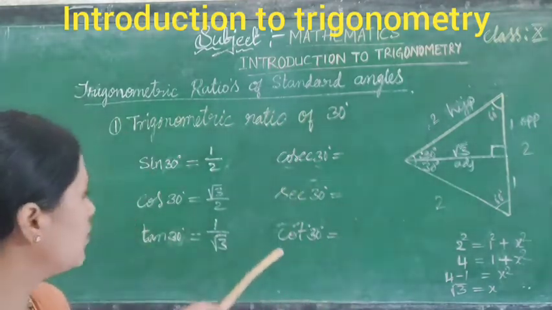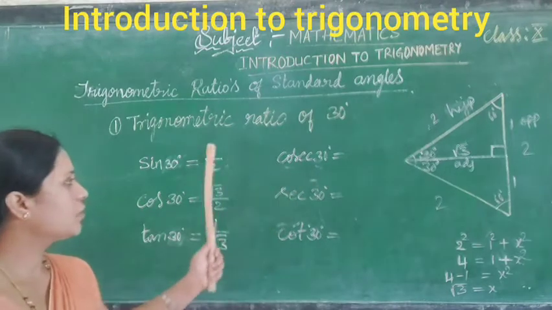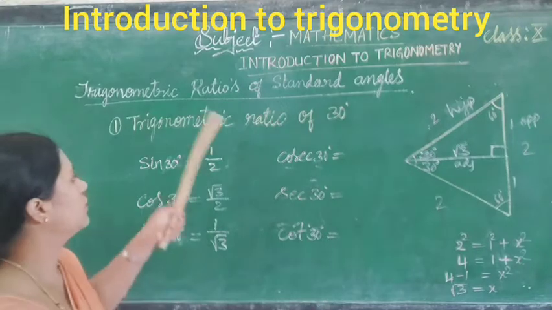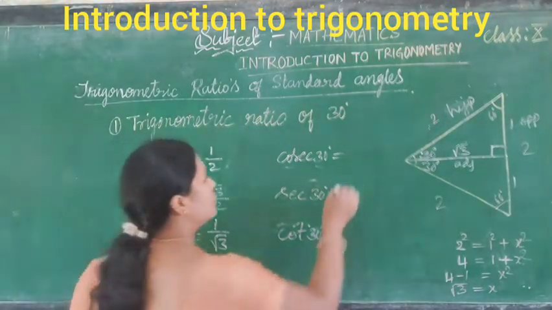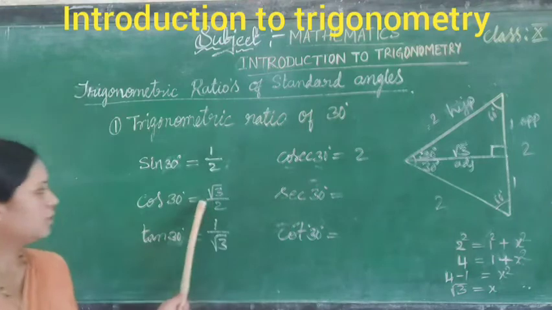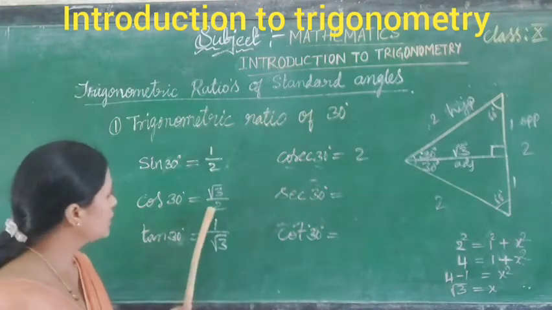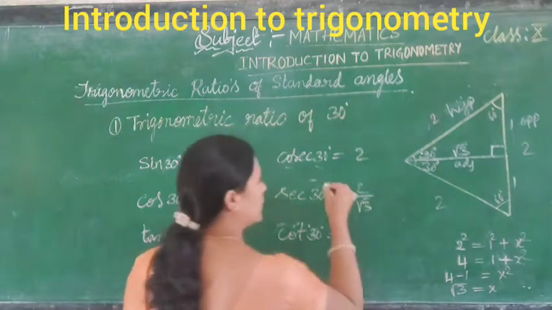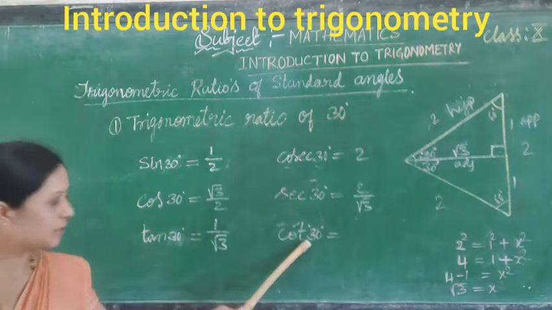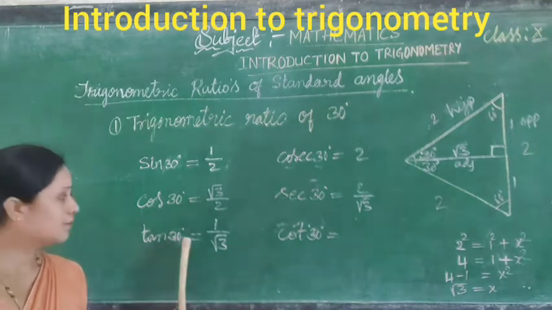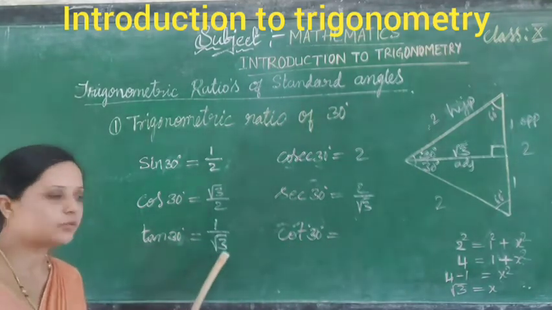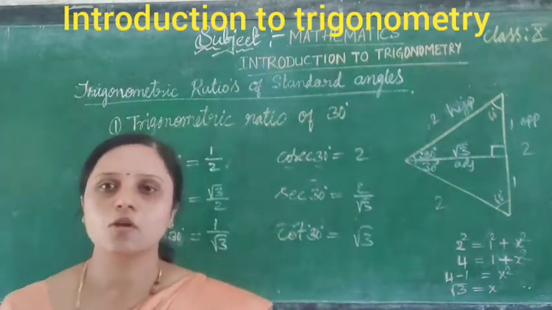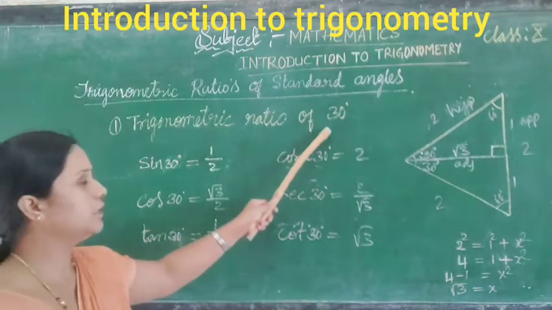So what is cosec? What is sec? And what is cot? Yes, they are the reciprocals. The cosec 30 degree is the reciprocal of sin 30 degree. So the reciprocal of 1 by 2 is 2. Sec 30 is the reciprocal of cos 30. The reciprocal of root 3 by 2 is 2 by root 3. So write directly like this. And cot 30 is the reciprocal of tan 30. So the reciprocal of 1 by root 3 is root 3. So in this way, you can find all the trigonometric values of angle 30 degree.